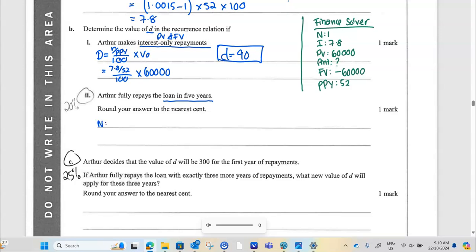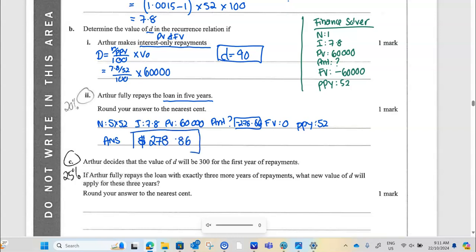In Finance Solver, we've got N as 5 years, so 5 times 52. The interest rate is 7.8. The PV, he still borrowed the 60,000. The payment is the question. FV is going to be 0 if this is a loan you're paying off after 5 years. Then PPY is 52. When you get that, you end up with negative 278.86. It's negative because it's a payment, but you need to write your answer out separately because it's asking what is D, and I probably don't need to put the dollar sign.